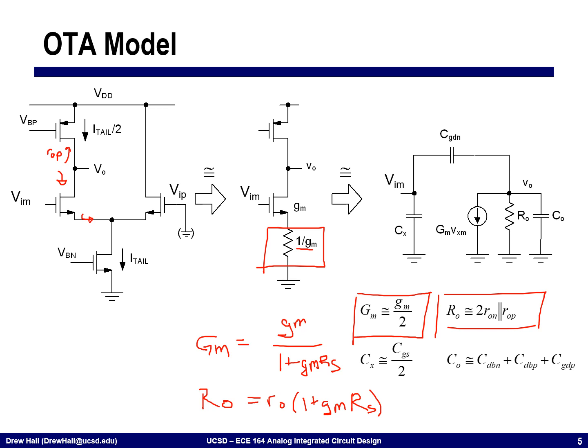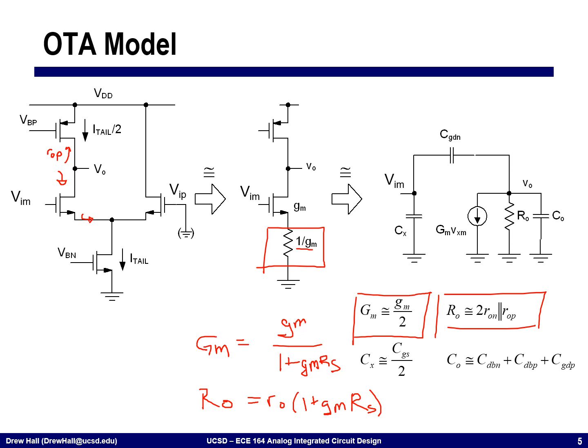The capacitance that we're going to see looking in is CGS divided by 2, again for the same reason of this 1 plus GM RS. We'll talk about this next time. This is a form of feedback, and so what it's doing is changing our port impedances. It changed our output impedance by 1 plus GM RS, where 1 plus GM RS is a factor of 2. It changed our transconductance, and it also decreased our capacitance.